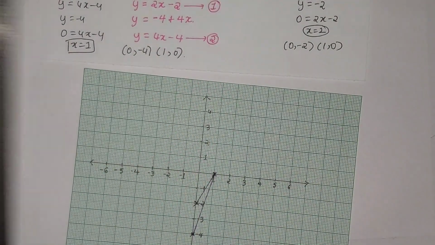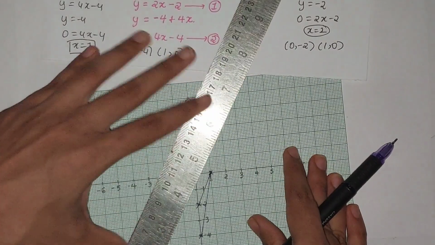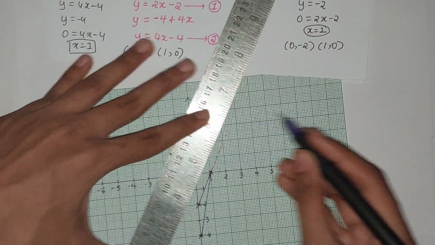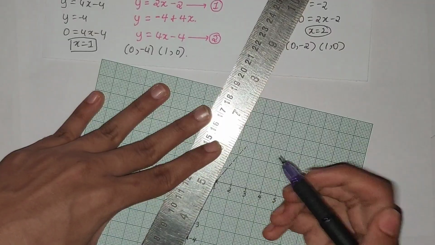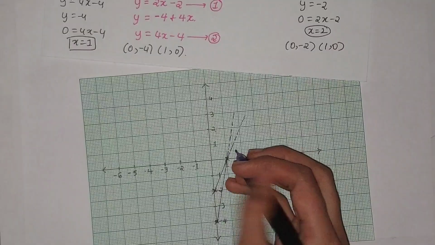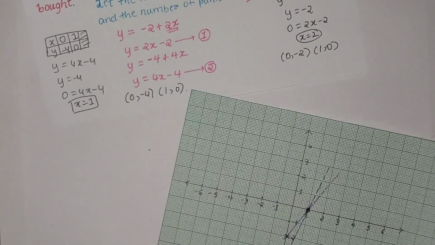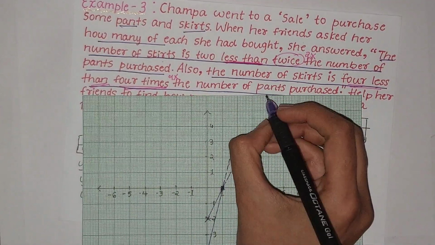Now I'm not sure what type of lines I'm getting, so I'll extend them with dotted lines, and then this too. What type of graph I'm getting is intersecting lines, which means I have a unique solution here. So I hope you have understood this. Don't forget to write the scale here. Always remember, write the scale.